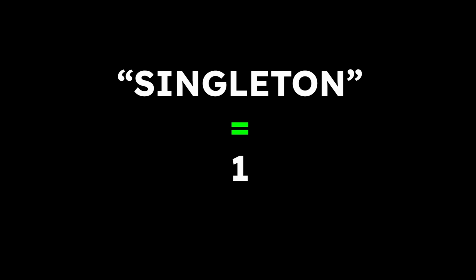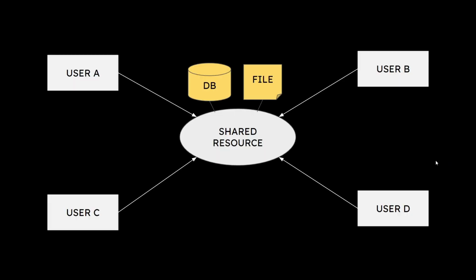The singleton pattern ensures a class has only one instance, and the class provides a global point of access to all of its clients. The most common reason for implementing singleton is to control access to a shared resource, for example, a database or a file.